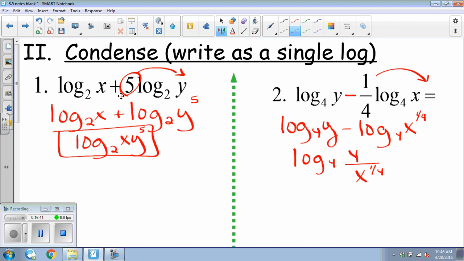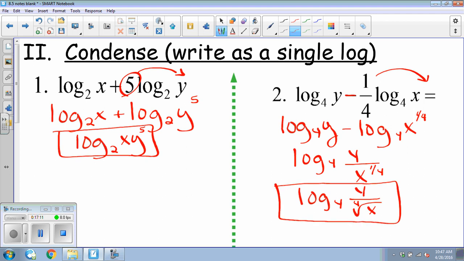Right? The only thing we have to do is we have to put our radical back. So that's log base 4 of y divided by what? What root of x? The 4th root of x. We're done. We've condensed it down to one log. This is a y. I don't want anyone to think that's a 4.